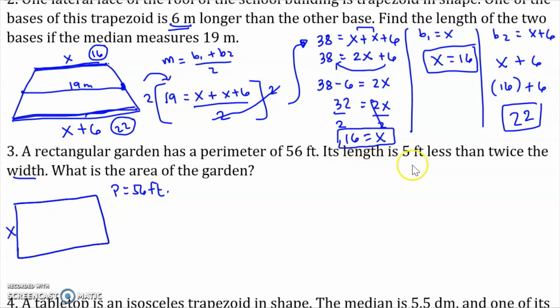Again, its length. Since length was mentioned, the width wasn't mentioned, so the width will be our x. Then the length is 5 feet less than twice the width. So the width is x, which means our length will be 2x minus 5.